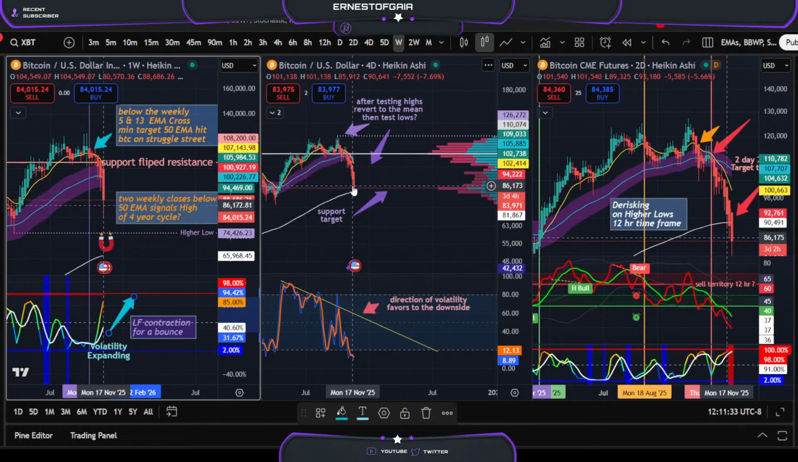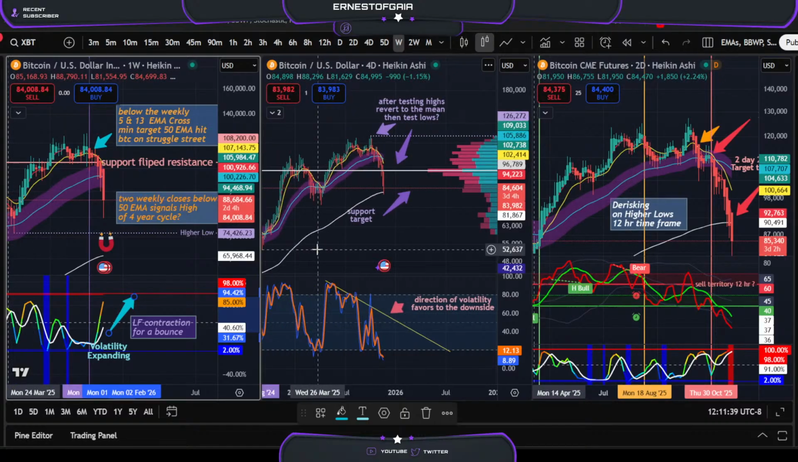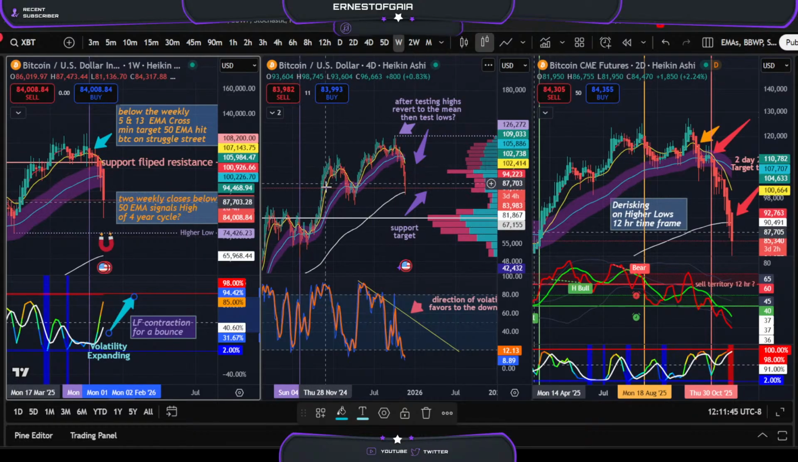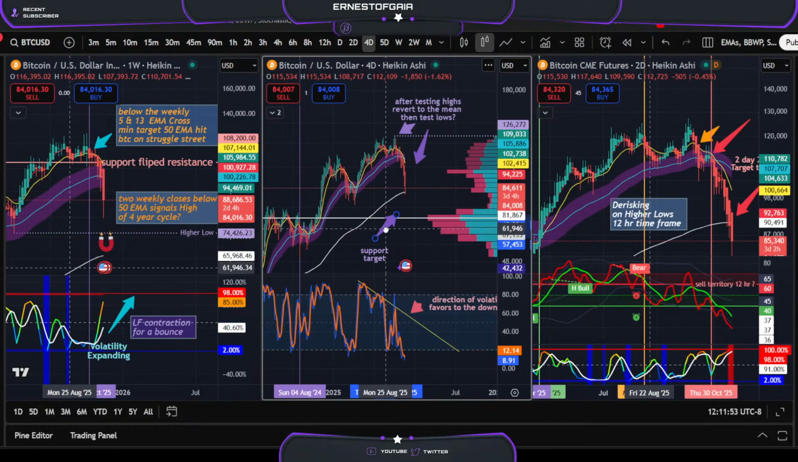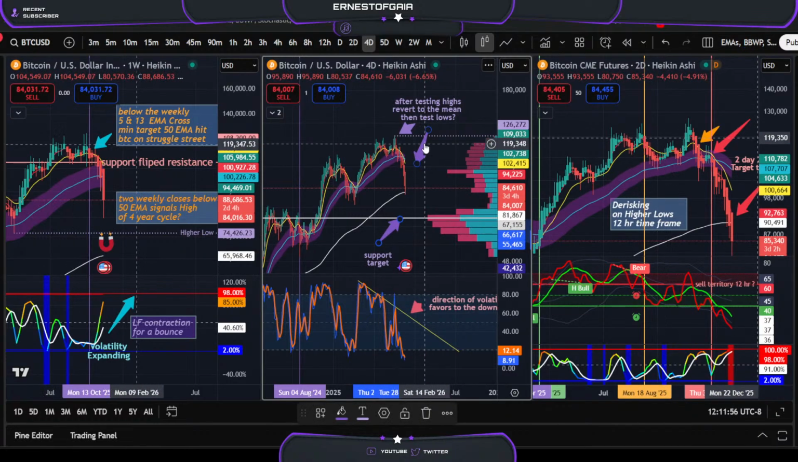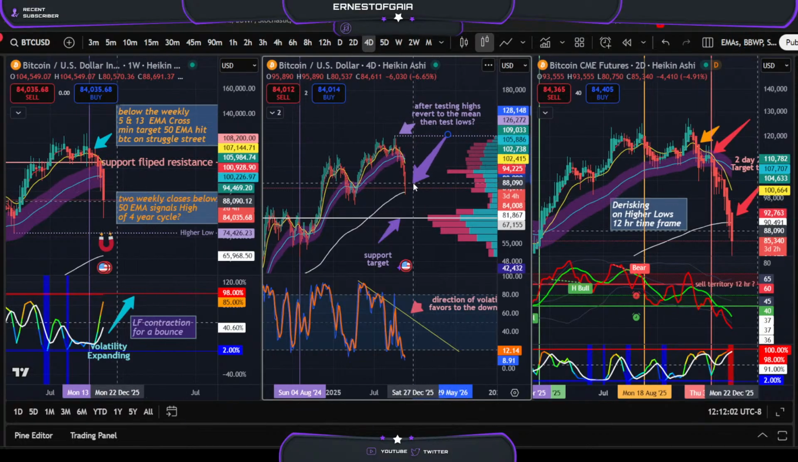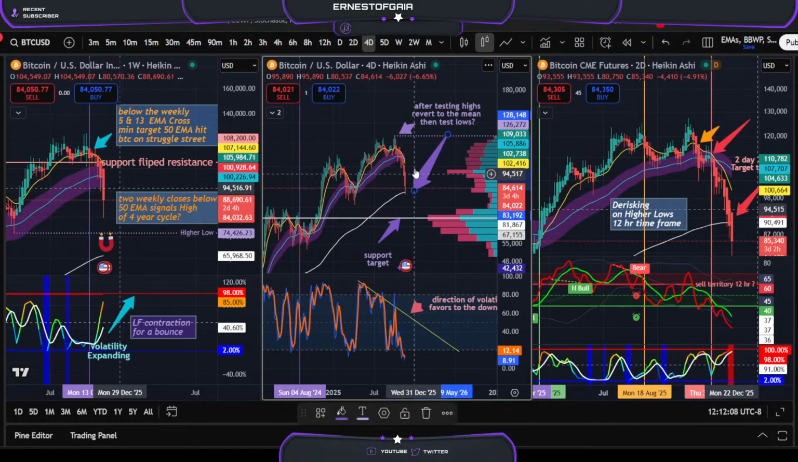And now that we have hit our target, we can even expand the range. And we have a new mean of 67,646 for our next support target. Bam. That was hit. And so we have a range forming around 66.